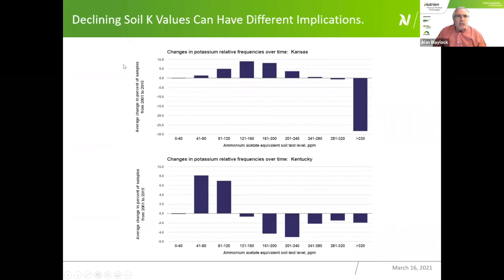So I pulled a couple of states that kind of have different patterns occurring in terms of potassium. So here's Kansas. We see this decrease in those very high soil test levels. Not particularly concerned about that until those soils start to move into these lower ranges where it's not sufficient. But here in Kentucky, we're decreasing across all of these adequate levels and fairly dramatically increasing in the lower test ranges. So there's a point of concern where we want to take a look at local site-specific soil tests and determine if there's a problem there.